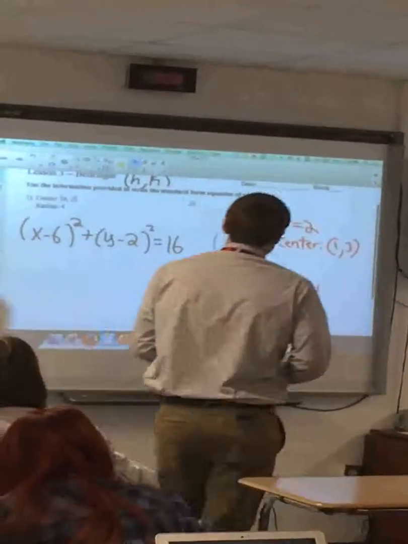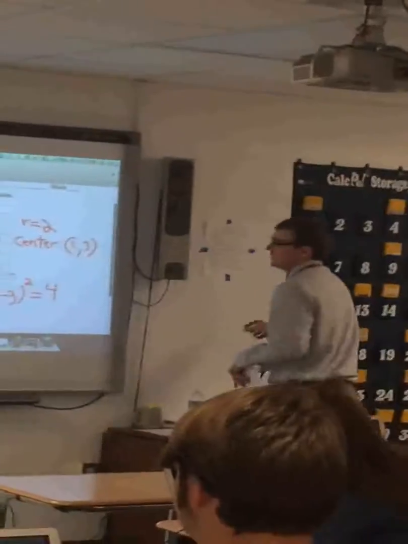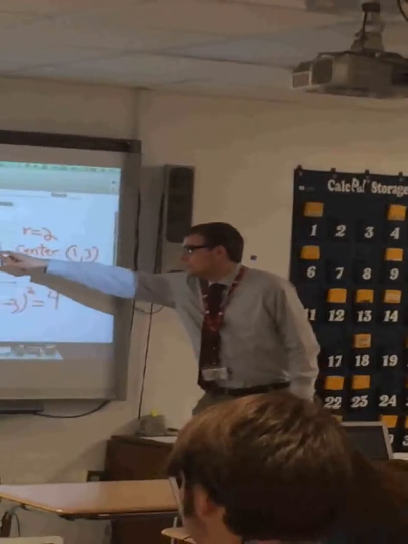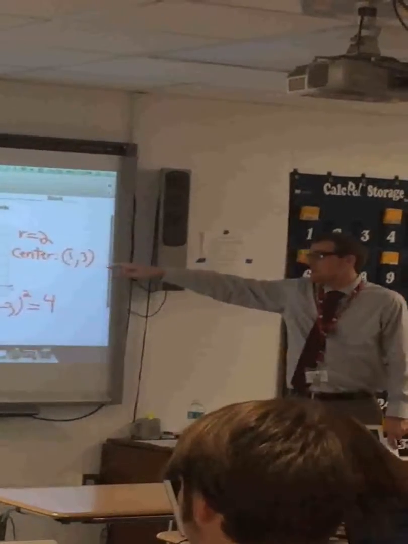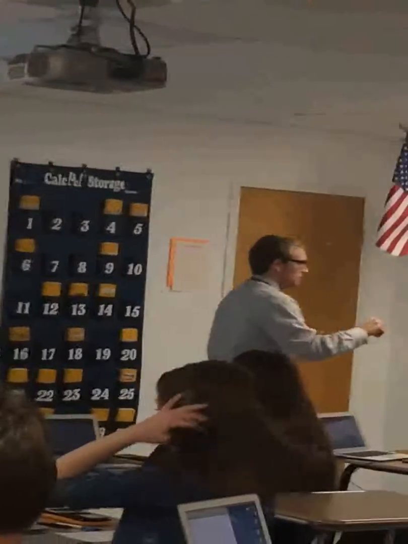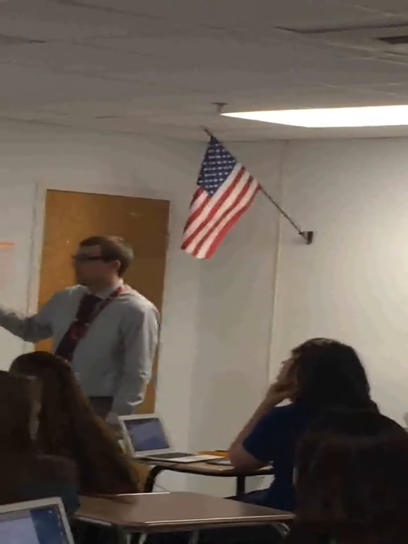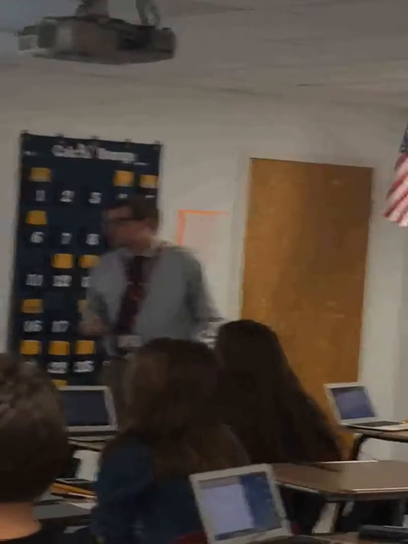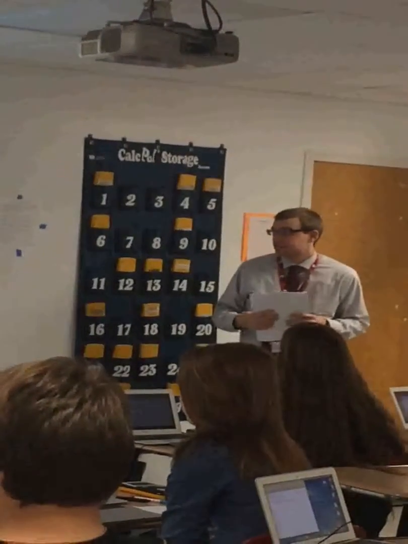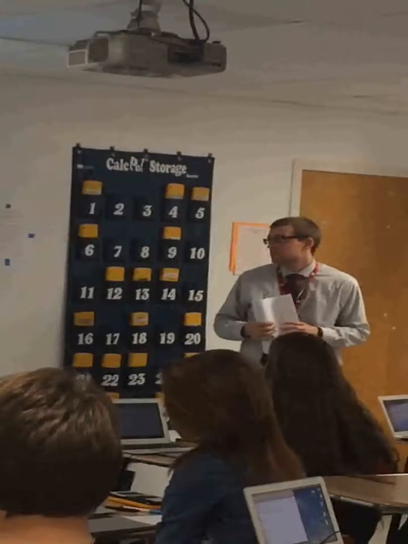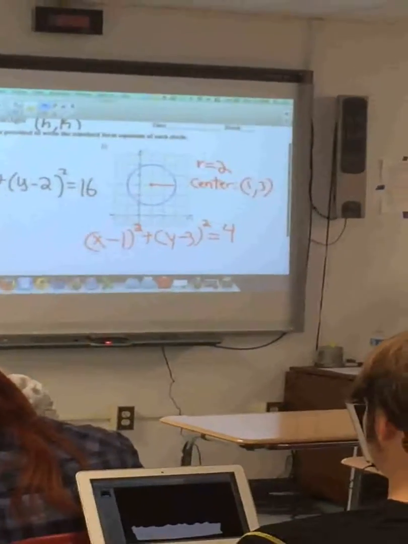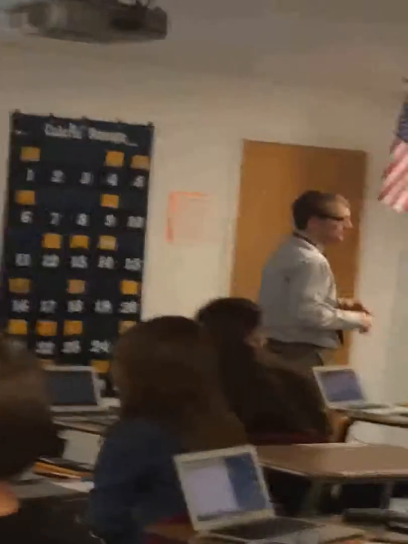All right, so Courtney identified that the center was at the point (1, 3). So the center is (1, 3). And the distance from the center to the circle is 2 units. So we have to plug in h and k, and then we have to square the radius. So we get (x minus 1) squared plus (y minus 3) squared equals 4. That's a very good job. Go ahead and pass these forward, please.